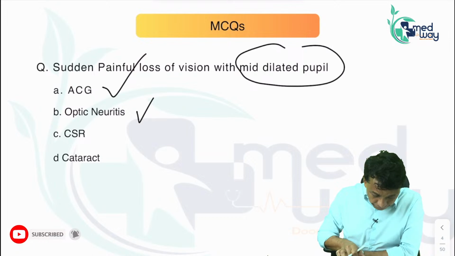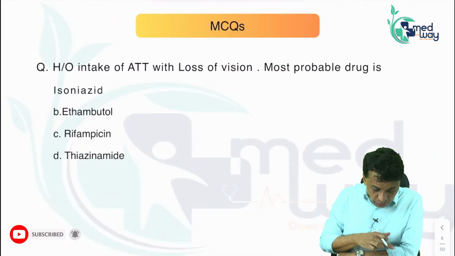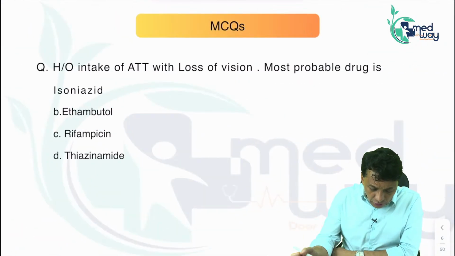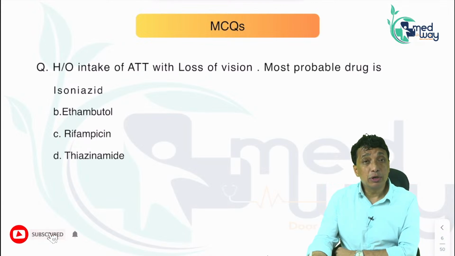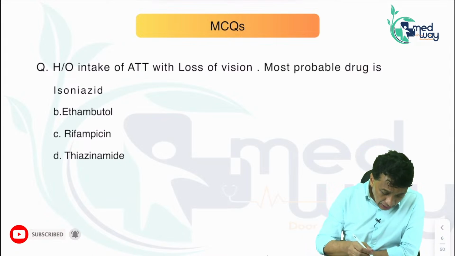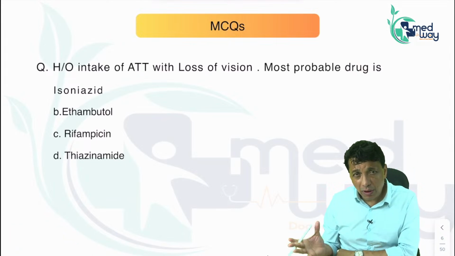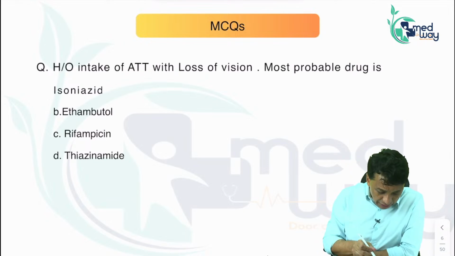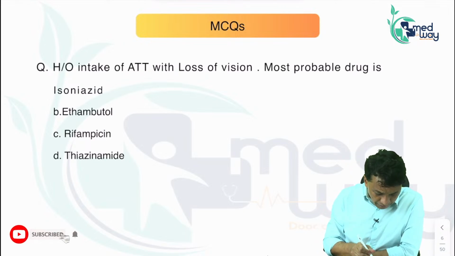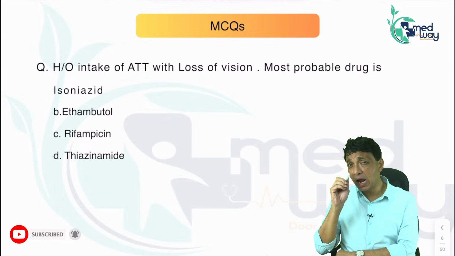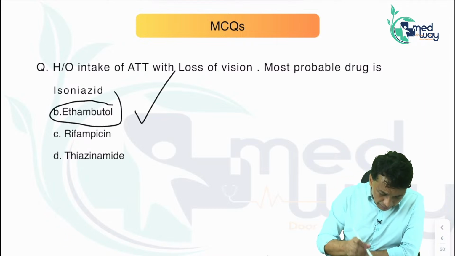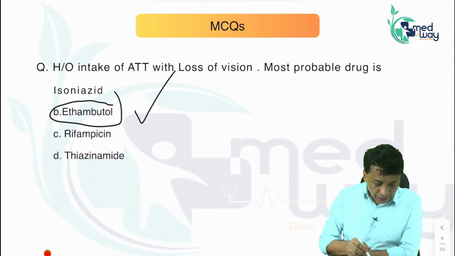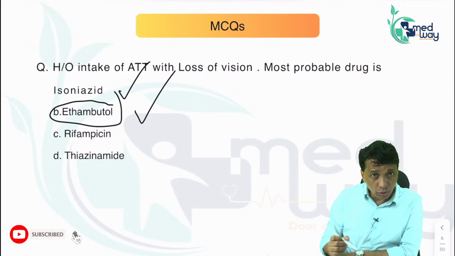Absolutely wonderful. What else? The next question is, there is a loss of vision, but there is a history of intake of ATT, anti-tubercular drug therapy. So which is the most probable drug? Now here, remember, is a combination of pharmacology as well as ophthalmology. You have isoniazid, ethambutol, rifampicin, and pyrazinamide, and I think everybody should have got this right. It is indeed ethambutol. Remember that both ethambutol and isoniazid, INH, can both cause loss of vision.